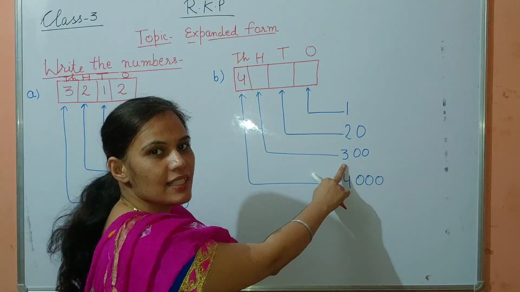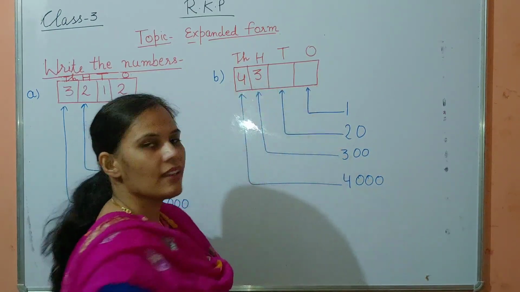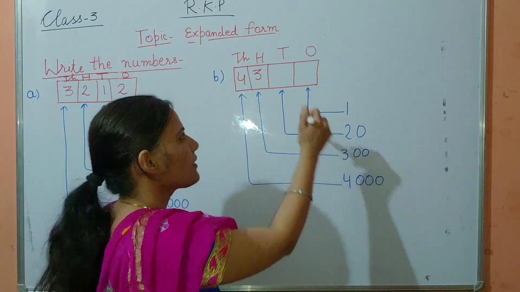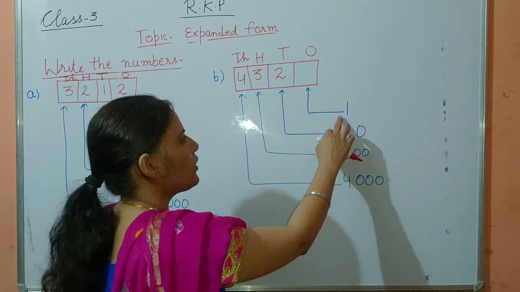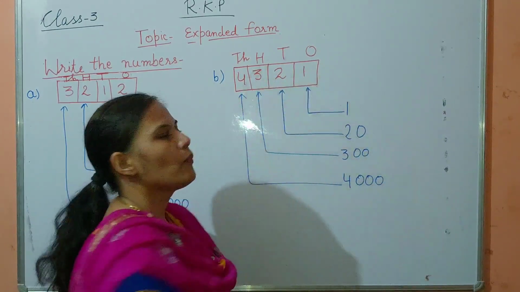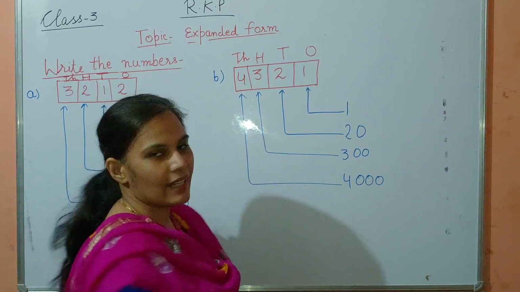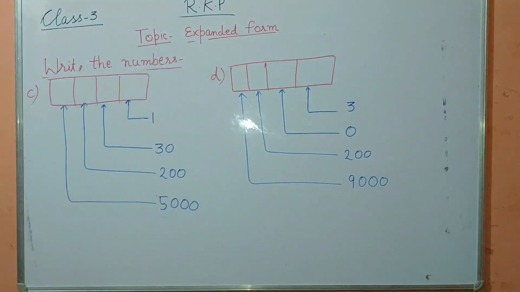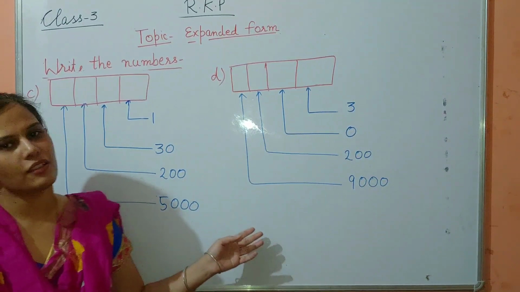At the hundred place, 300. So what digit will come? 3. Now at the tens place, 20. Means 2 will come at the tens place. At the ones place, what digit will come? 1. So students, hope you all understand it. These are very simple questions. Now students, do these questions by yourself.